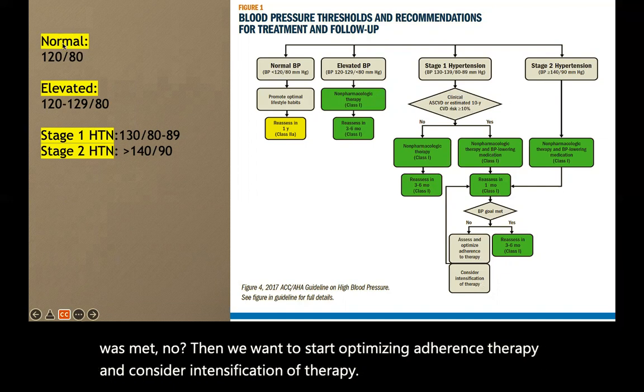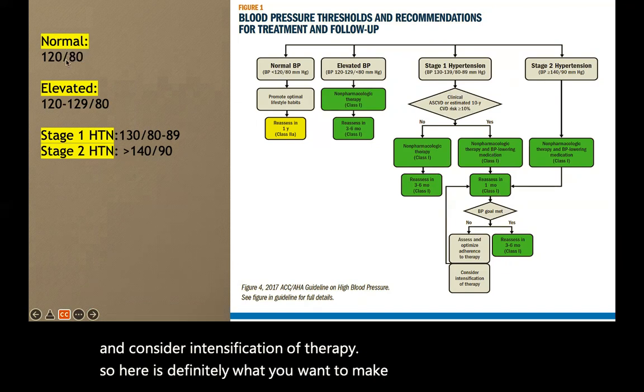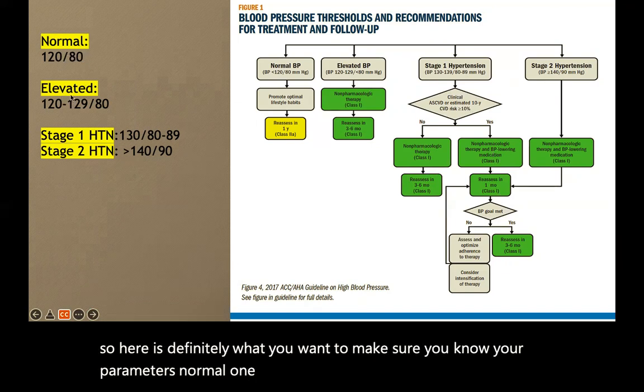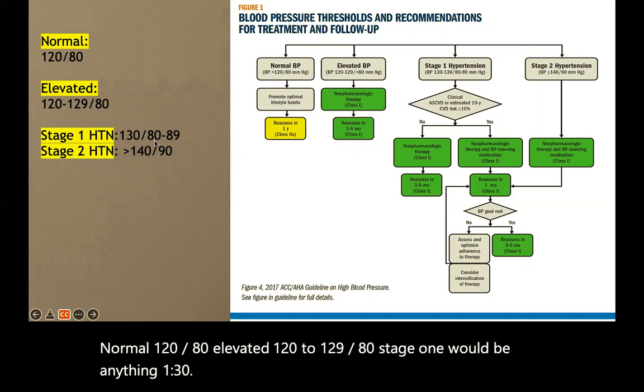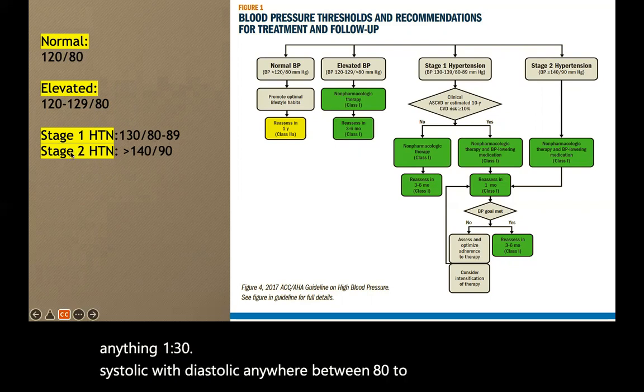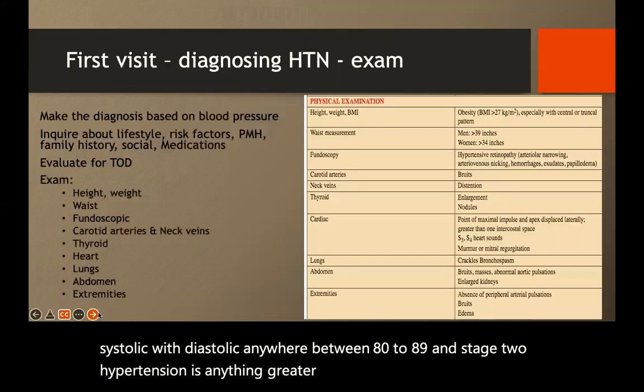So here is definitely what you want to make sure you know, your parameters: normal is 120 over 80, elevated is 120 to 129 over 80. Stage 1 would be anything 130 systolic with diastolic anywhere between 80 to 89, and stage 2 hypertension is anything greater than 140 over 90.